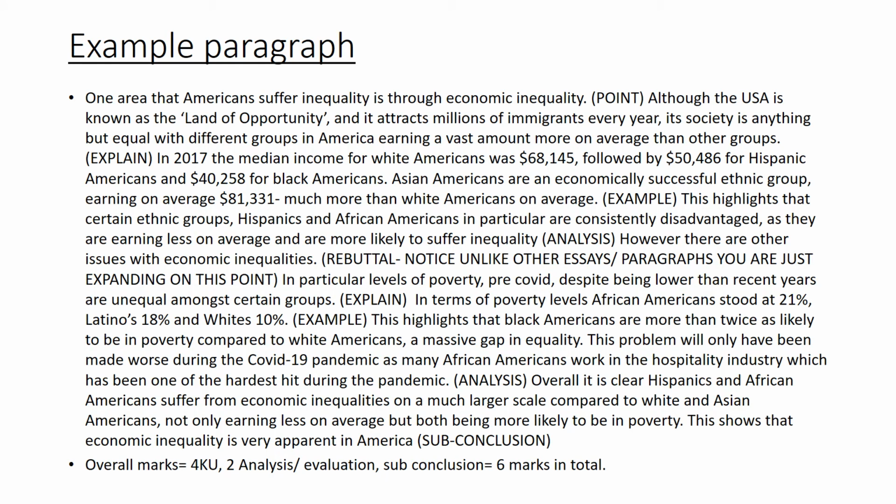I've done an example paragraph here just to show you how one would look for this essay. You can use this if you want to, or you could do your own, it's up to you. One area that Americans suffer inequality is through economic inequality. So there's your point. Although the USA is known as the land of opportunity and attracts millions of immigrants every year, its society is anything but equal, with different groups in America earning more on average than other groups. You've explained that, so that gets a mark. In 2017, the median income for white Americans was $68,145, followed by $50,486 for Hispanic Americans and $40,258 for Black Americans. Asian Americans are an economically successful ethnic group, on average $81,331, much more than white Americans. That's your example, so you get a mark there.